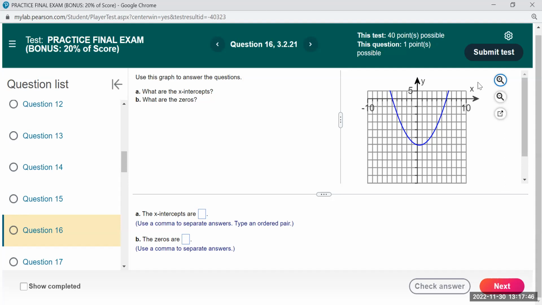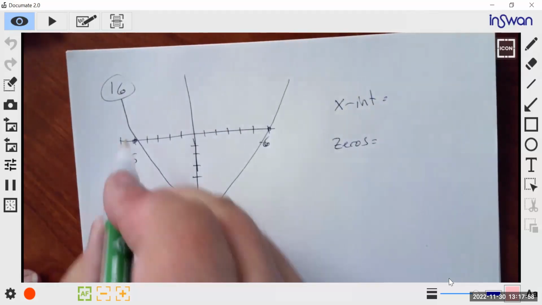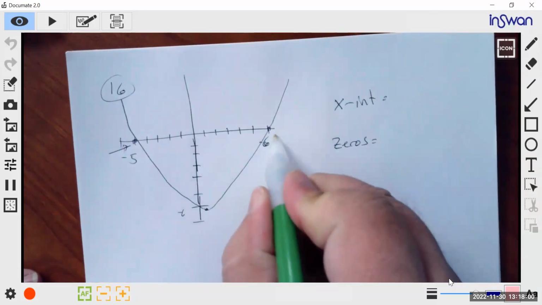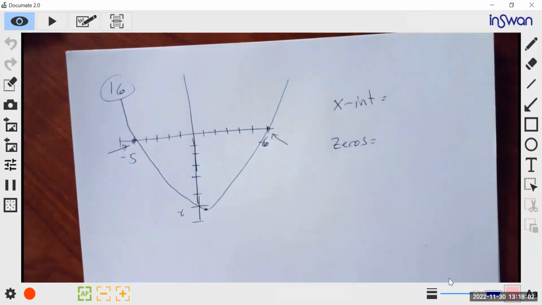So it's asking for the x-intercepts and the zeros. Yes, in essence, they both mean the same thing. They both mean that location there. It's just they're written differently.